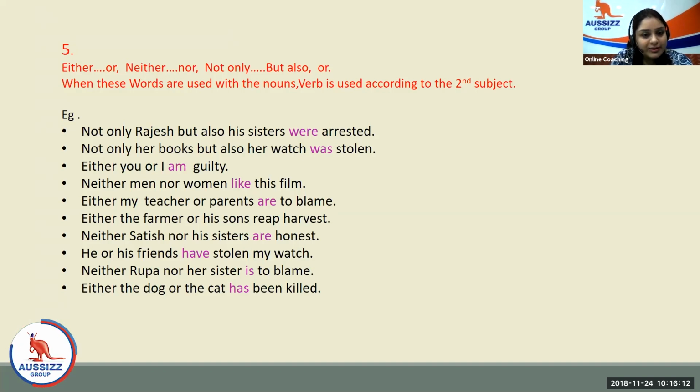Either the farmer or his sons reap harvest, okay? Sons reap. Neither Satish nor his sisters are. He or his friends have, because according to friends. Neither Rupa nor her sister is. Either the dog or the cat has, because according to cat we have to move. Okay, so according to second subject.